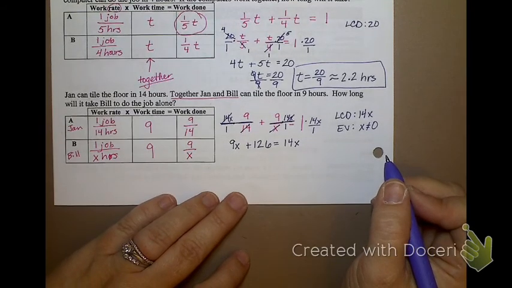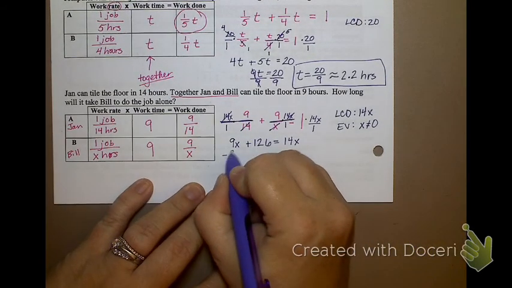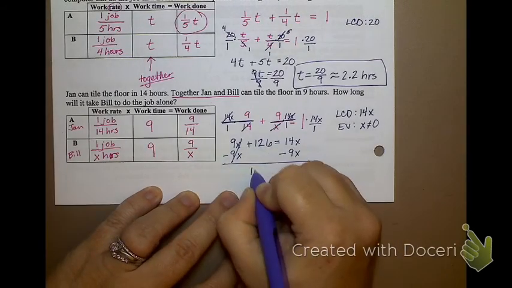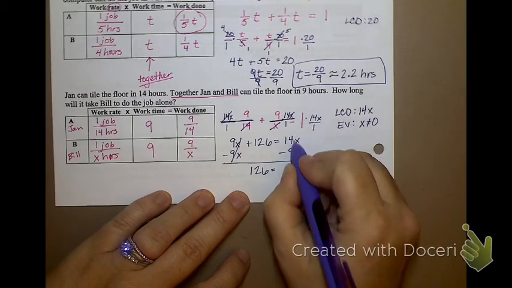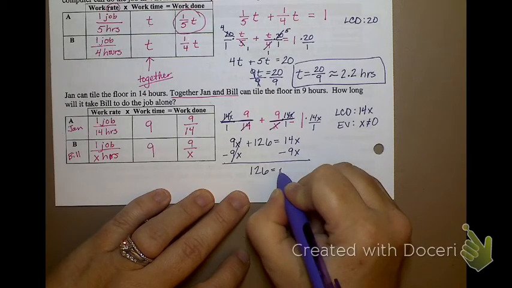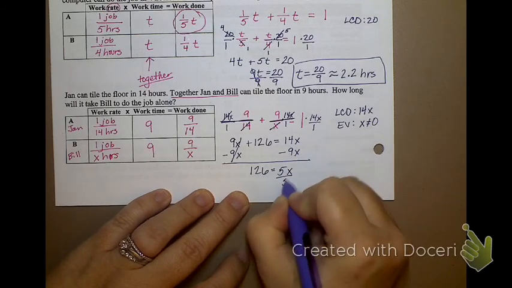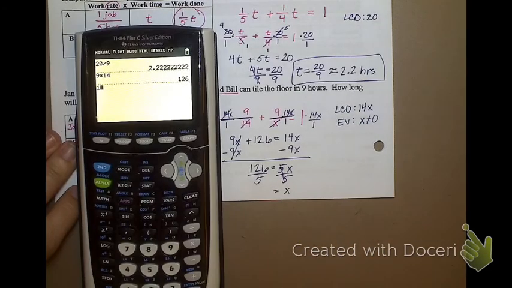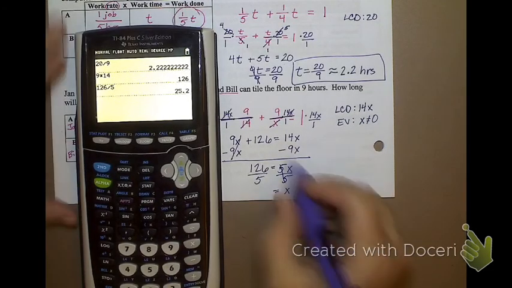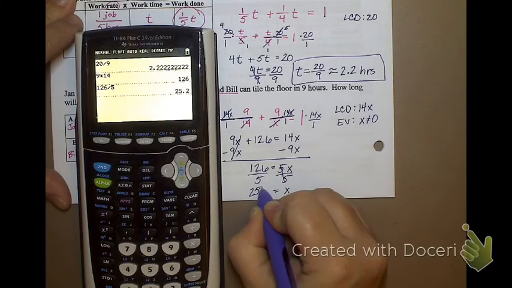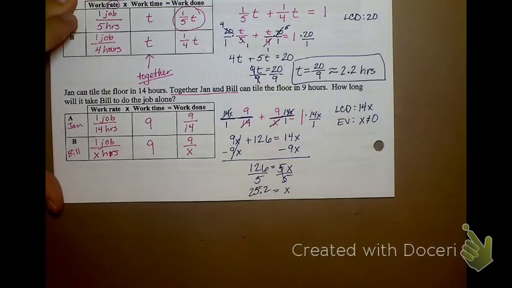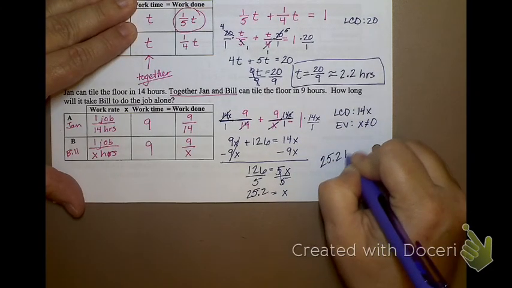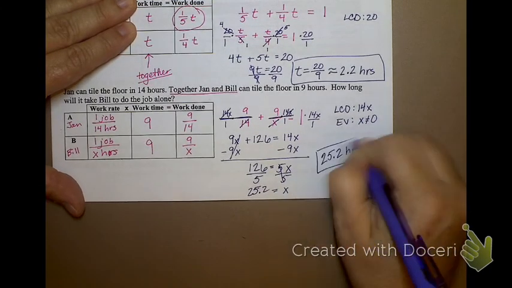All right, so what do I do to solve this? I'm going to move the 9x. So I have 126 equals 5x. Divide by 5. 126 divided by 5 is 25.2. Whew. So how long does it take Bill alone? 25.2 hours. He is slow.